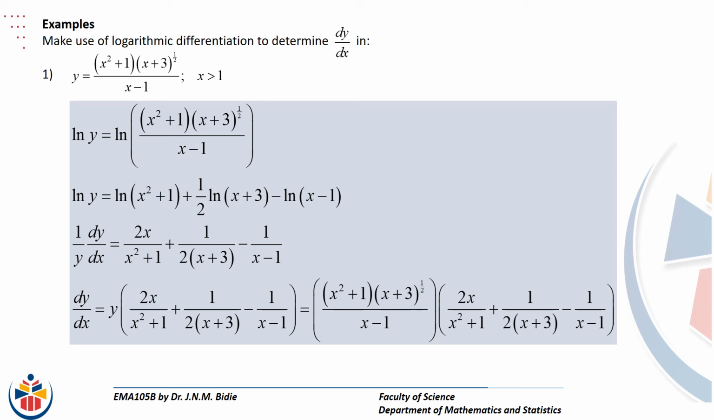And then we make dy over dx the subject of the formula. That means we multiply by y on the right hand side, and the final answer is where y has been substituted back into the expression. And the expression that was given to us for y is the original expression for y. Hence, we substituted it there in place of y, multiplying the other three terms on the right hand side. Let's go to example 2.